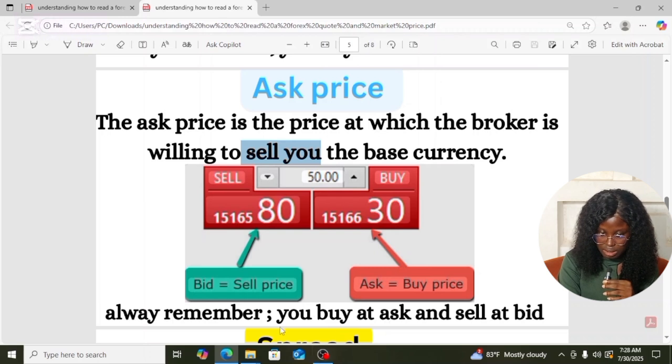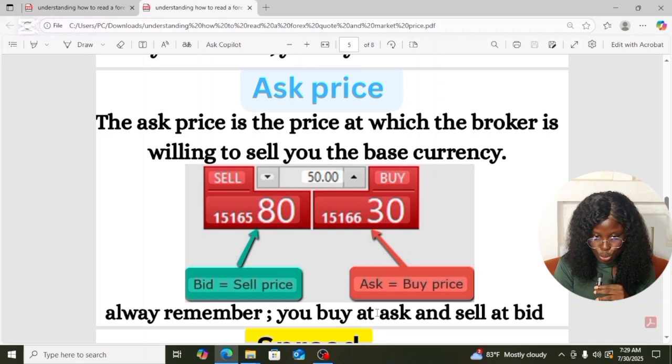So this is the ask price, like the buy price. This is the price we actually buy from. You buy at ask. The example here is that the ask price is the price that we buy from our broker, and our broker sells to us at the ask price. We buy at ask from our broker.